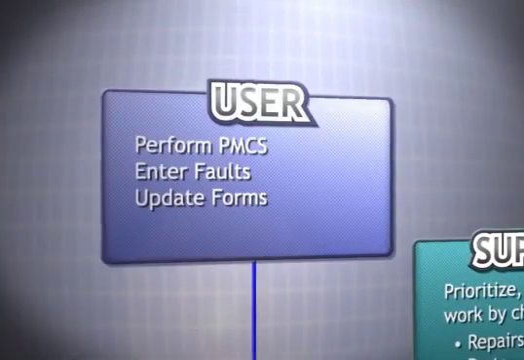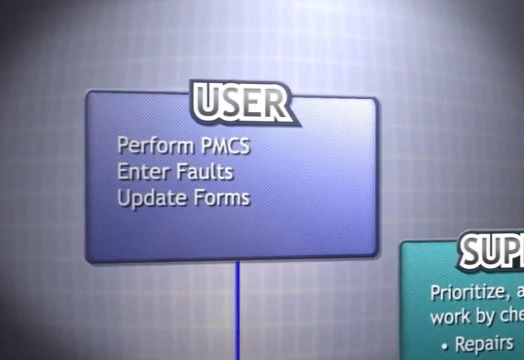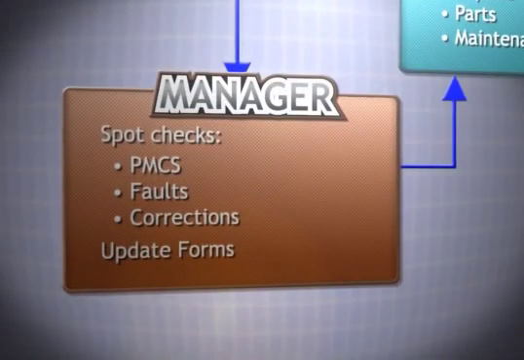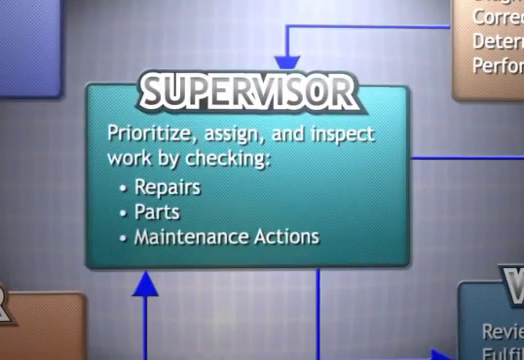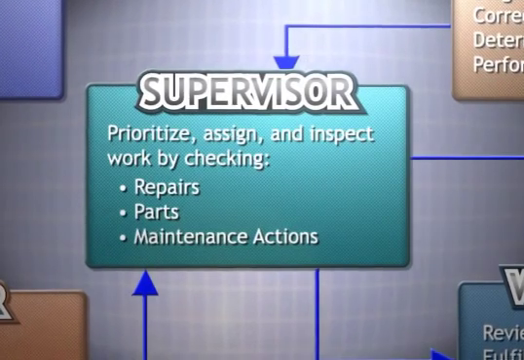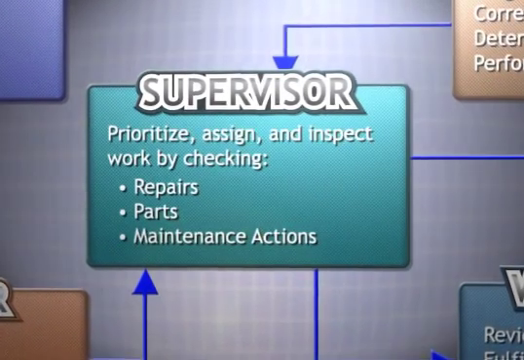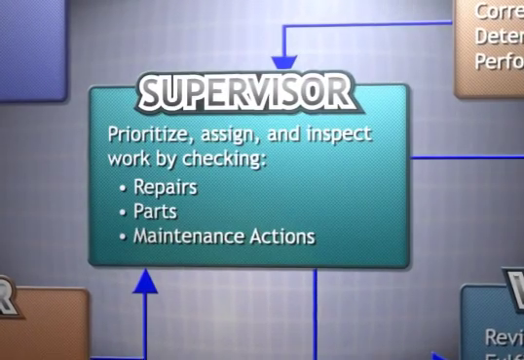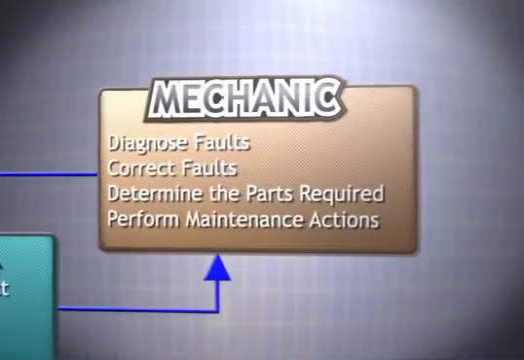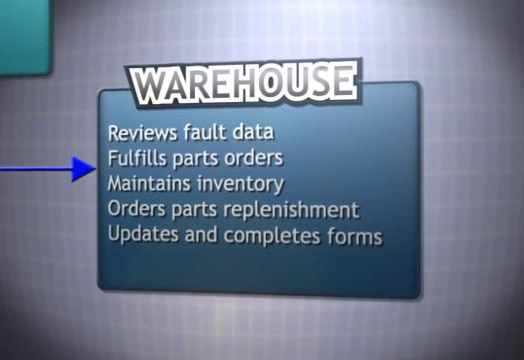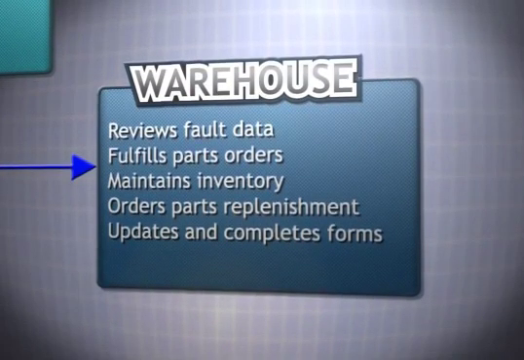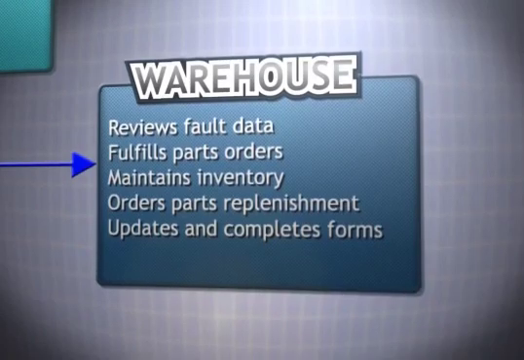Everyday users are often the starting point for a work order. A manager spot checks the preventative maintenance, faults, and corrections. A manager updates forms when needed. A supervisor assigns and inspects the mechanic's work. He or she prioritizes work assignments and later inspects the repairs, parts, and maintenance actions. A mechanic diagnoses faults, orders parts, and performs repairs and maintenance. A warehouse manager or clerk reviews the fault data, fulfills parts orders, maintains inventory, and requests parts when needed.